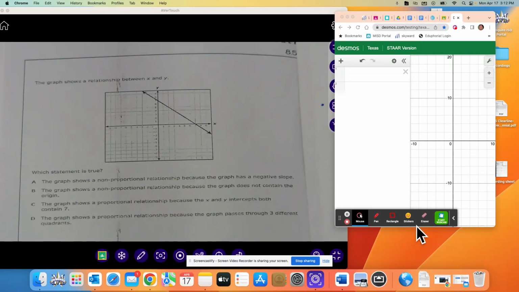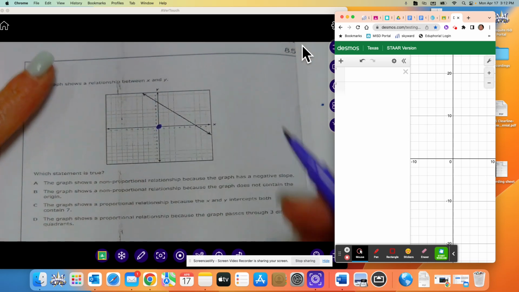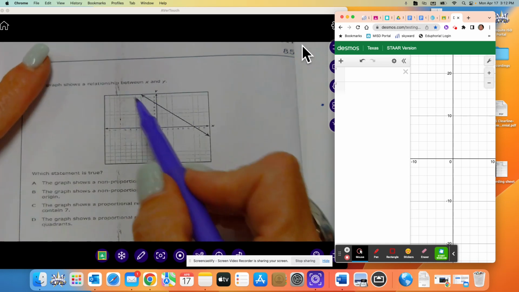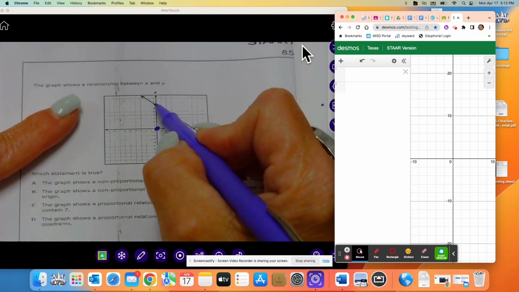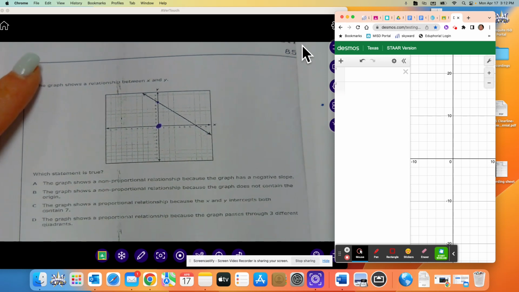Okay, we are going to first talk about proportional and non-proportional relationships when it's a graph. Looking at this graph, we need to decide if this is proportional or not. Remember with a graph, if it goes through the origin or if it crosses 0, 0, then it is proportional. If you look at this line, it does not cross at 0, 0. It actually crosses at positive 7.